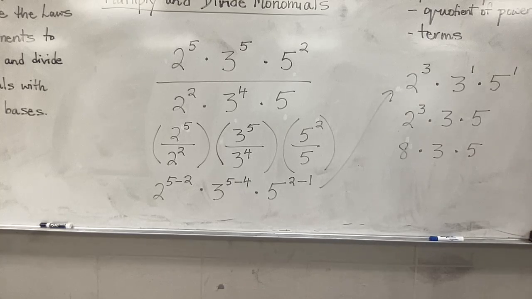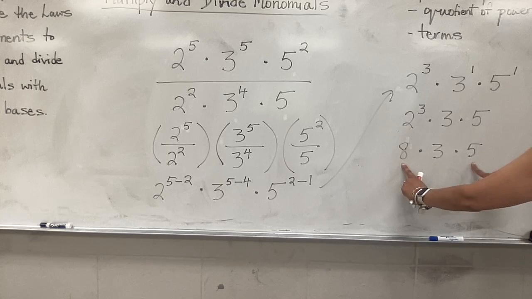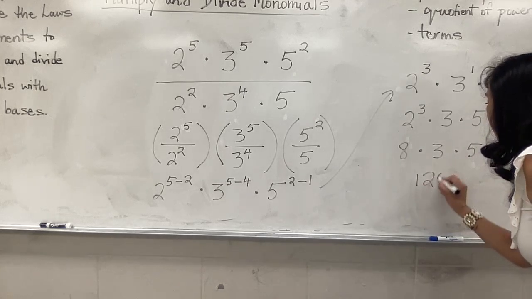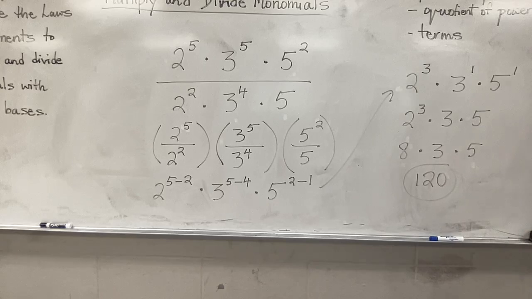And I know that if I do compatible numbers, 8 times 5 is 40, and 40 times 3 gives me 120. So I'm going to simplify it, and I end up with my answer as 120. So remember to just group the common bases together. And why is it important to group terms by their common bases? Because the quotient of powers property can only be used to subtract the exponents when the bases are the same.